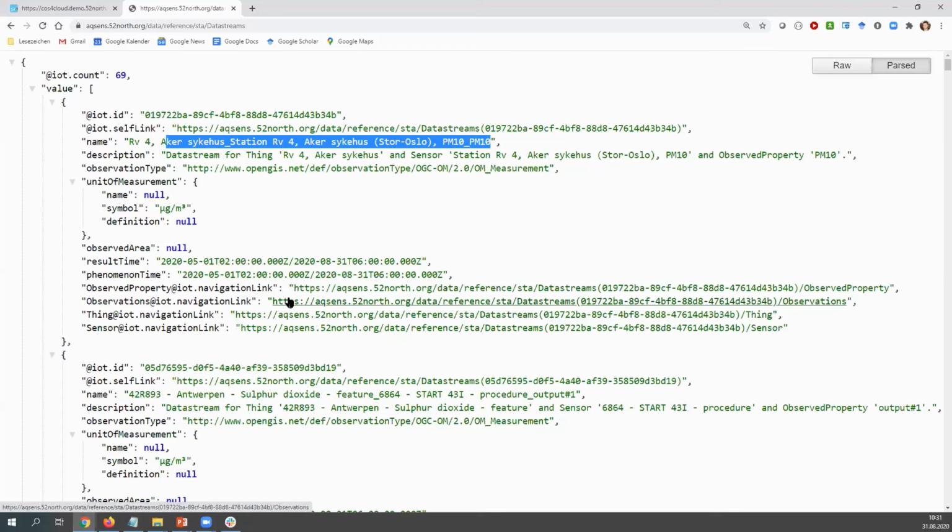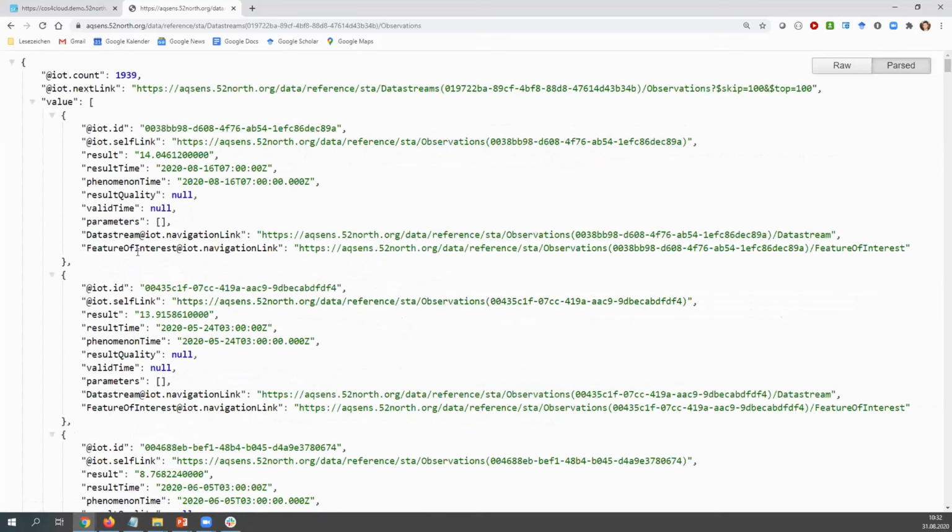And then we can dive into this data stream by following this observations link. Then we can access all the measurements taken at this station. Here we have a result: 14, and you have seen the unit of measurement associated to the data stream, 14 microgram per cubic meter, measured on the 16th of August at 0 o'clock. Basically, here we now have our data stream that allows us to access the data. We have up here our count. This tells us we have about 1,939 observations for this specific PM10 property at the station which we have selected.